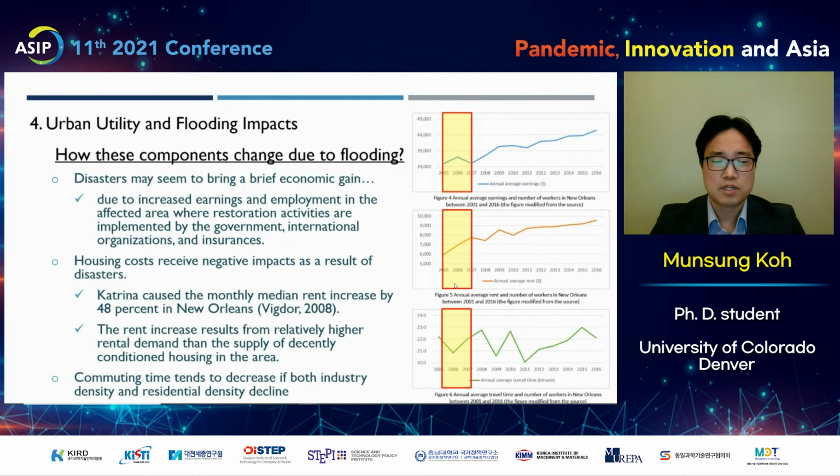Because the disaster was very significant, there was a huge amount of government expenditure on recovery activities and insurance monies coming into the region. So there were more jobs available. That is the reason why there was a brief increase of income. Housing cost, on the second graph, between 2005 and 7, after Katrina, shows an increase of rent. Victor, 2008, said Katrina caused a monthly median rent increase of 48% in New Orleans between 2004 and 2008. That is because there were fewer decent-condition housing units available in the market. That is why rent skyrocketed in this time period. Commuting time also tends to decline because industry density and residential density decline as well.